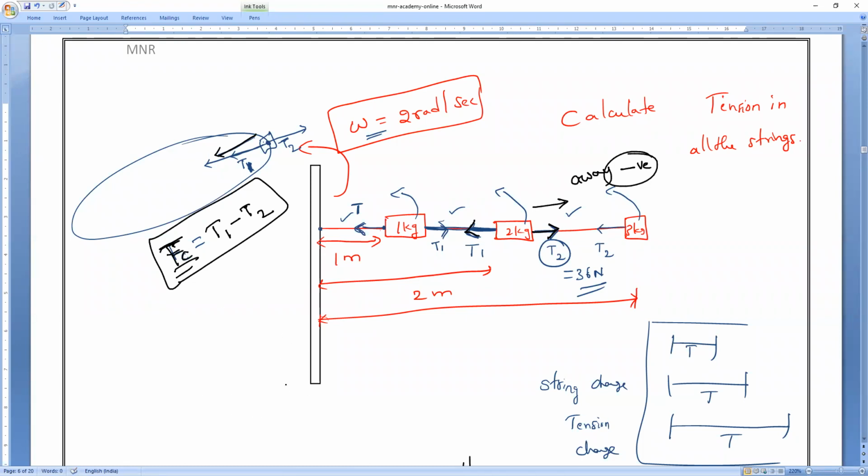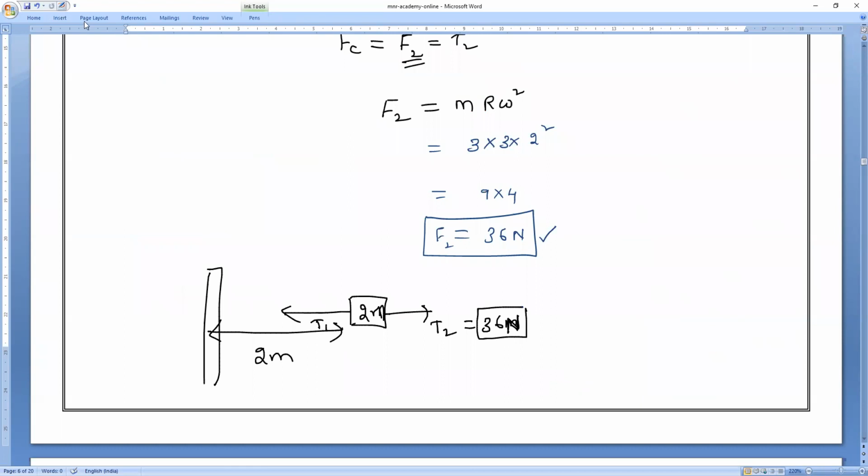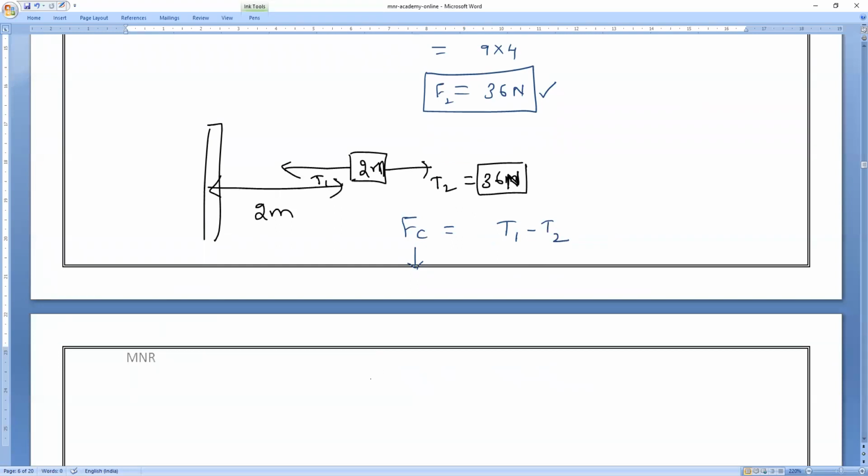Now second case, if you consider the body is how many meters away from the pole? Two. Second case, the body is 2 meters away from the pole. So one tension is T1, another tension is T2. We already got the T2 value. How many Newtons is T2? 36 Newtons. Now let us find the resultant force, which is tension 1 minus tension 2. The resultant force formula is M R omega square, which is equal to T1 minus T2, and we already got T2, 36. So mass of the body is 2, radius is 2, and omega is 2 square, which is 4 into 4, equal to T1 minus 36.